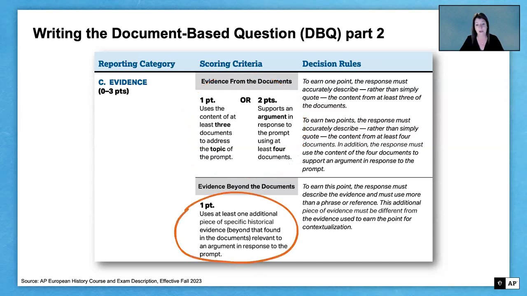We also have a point for evidence beyond the documents. We're going to bring in at least 1 additional piece of specific historical evidence that is relevant to an argument in response to the prompt and not already found in the documents.